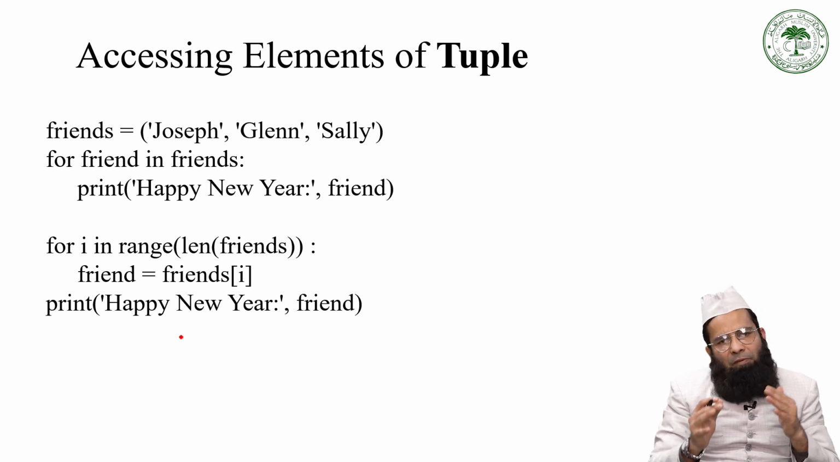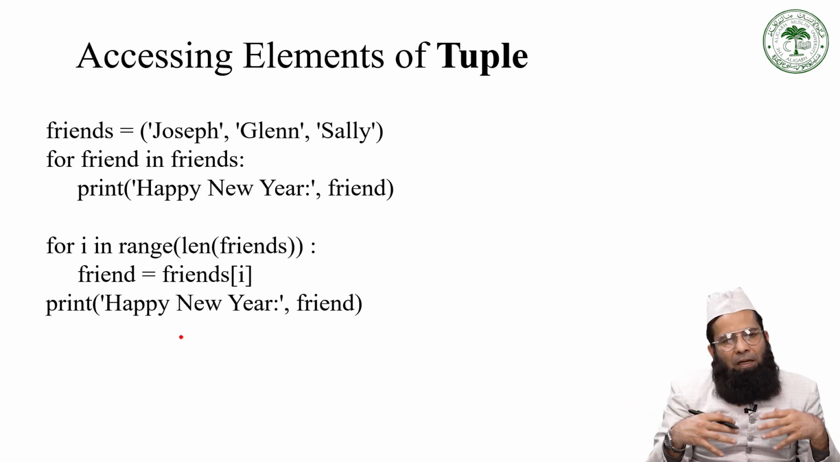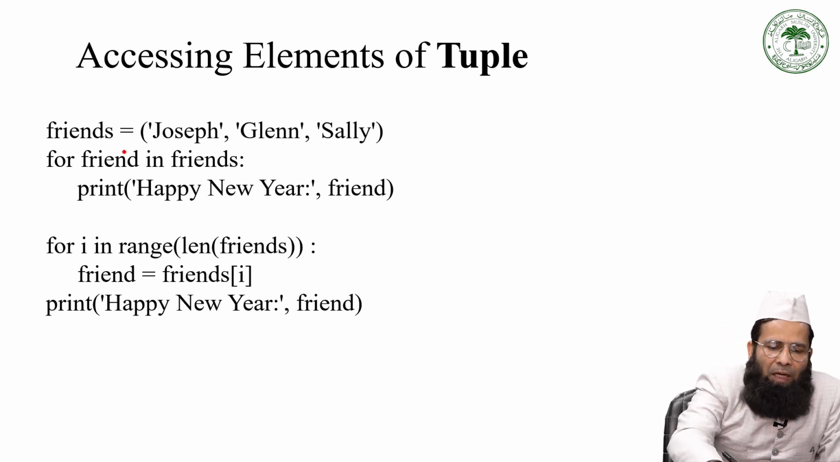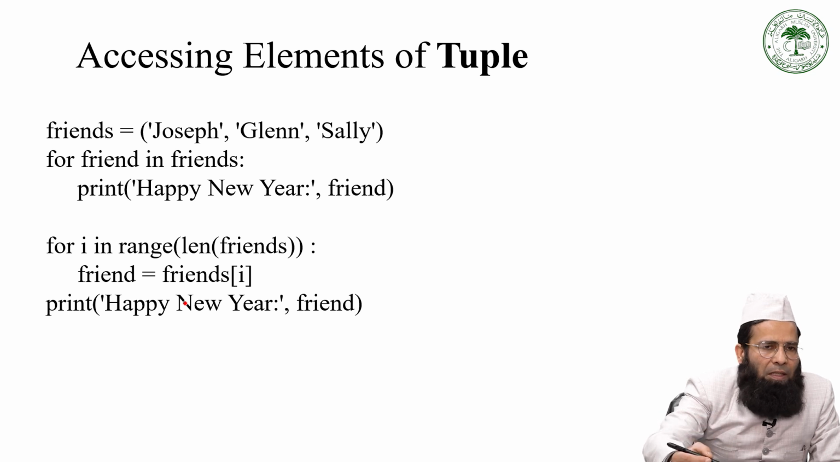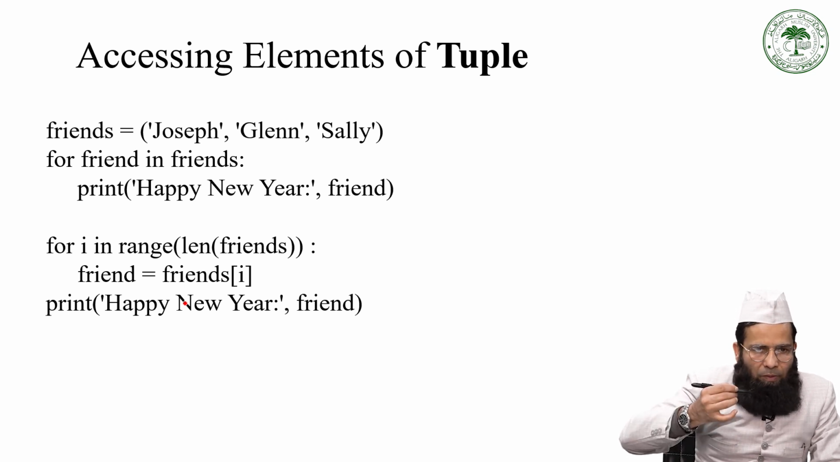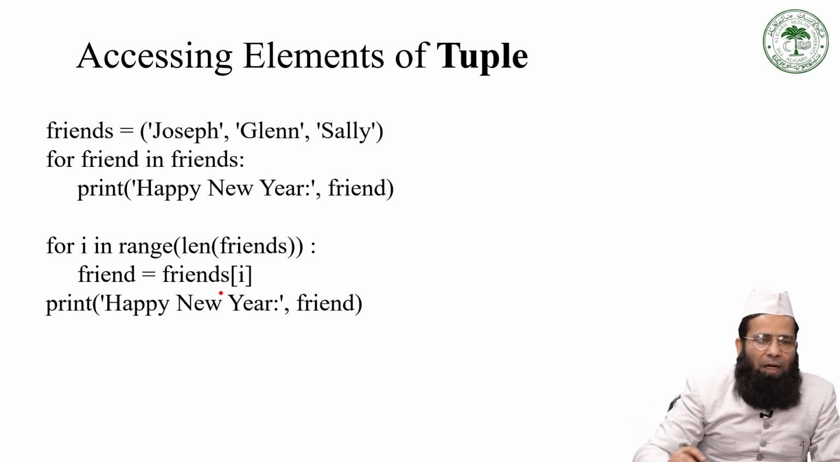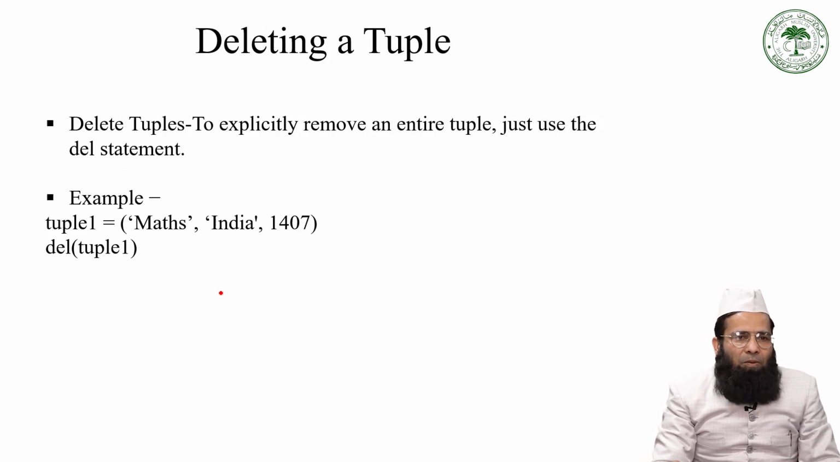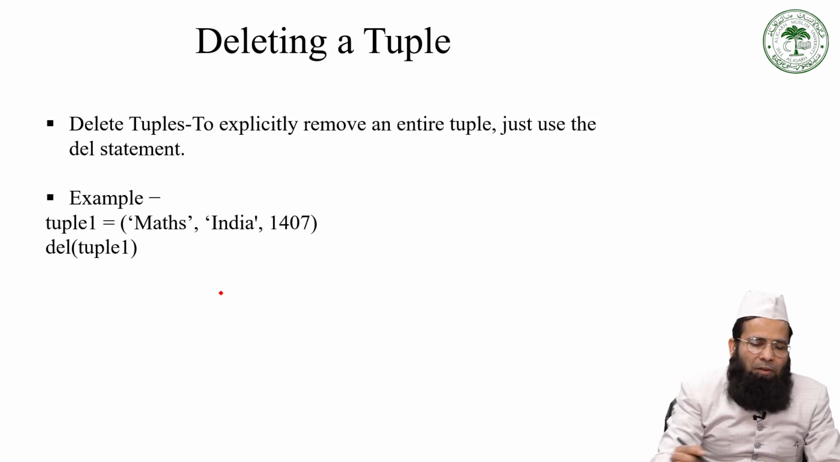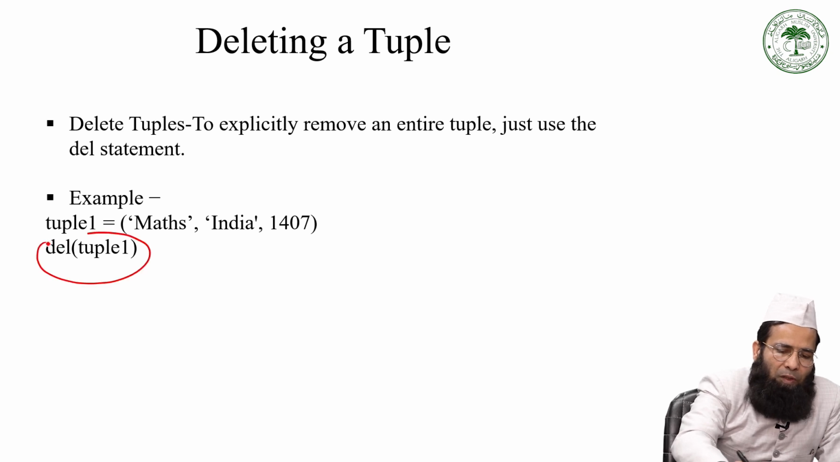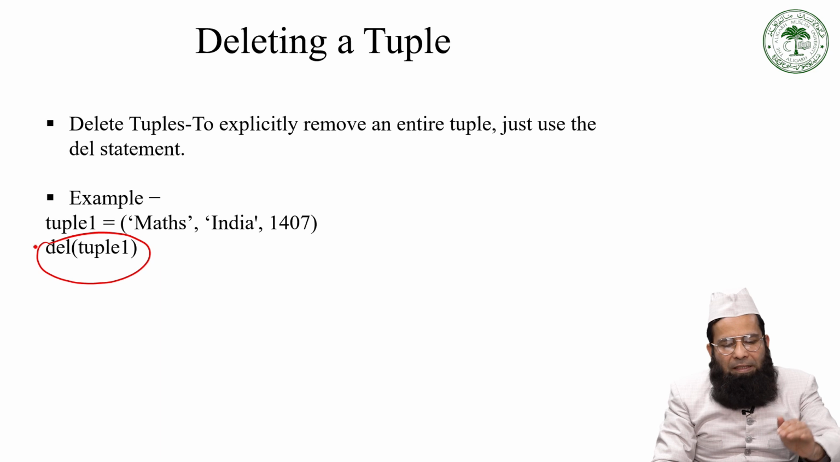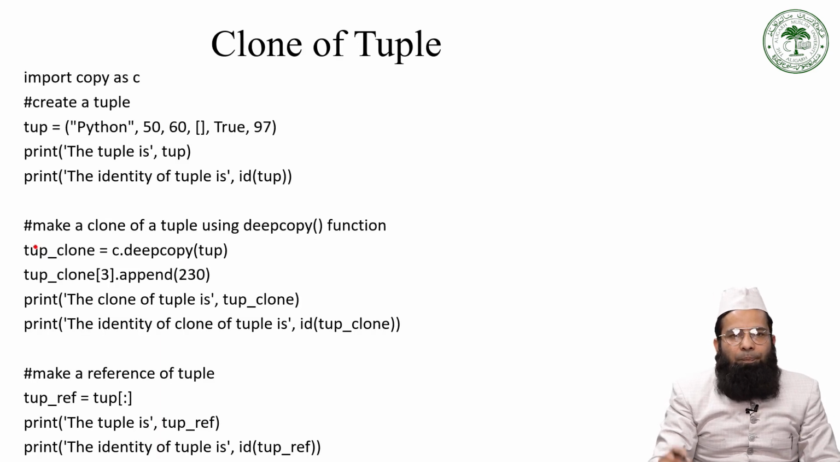Accessing elements of tuples is very similar to lists. Again, you can apply two different types of for loops, either using individual elements like in this case, or you can access using the index value. So both ways are allowed in the case of a tuple. For deleting, you can use the del function to delete the whole tuple, like in this case, so the whole tuple would be deleted.